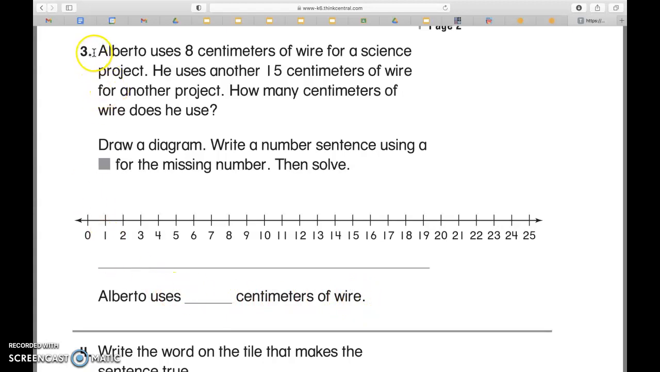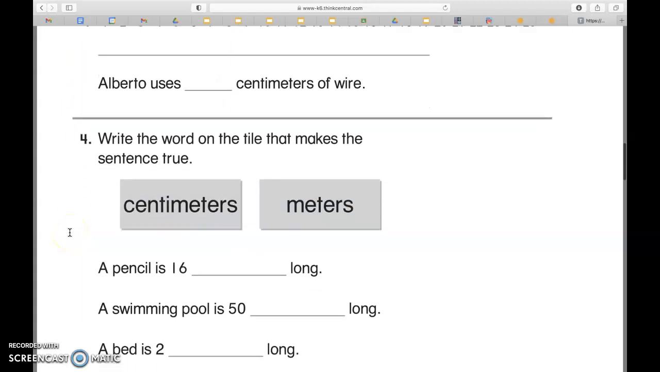Here's number 3 again. Alberto uses 8 centimeters of wire for a science project. He uses another 15 centimeters of wire for another project. How many centimeters of wire does he use?